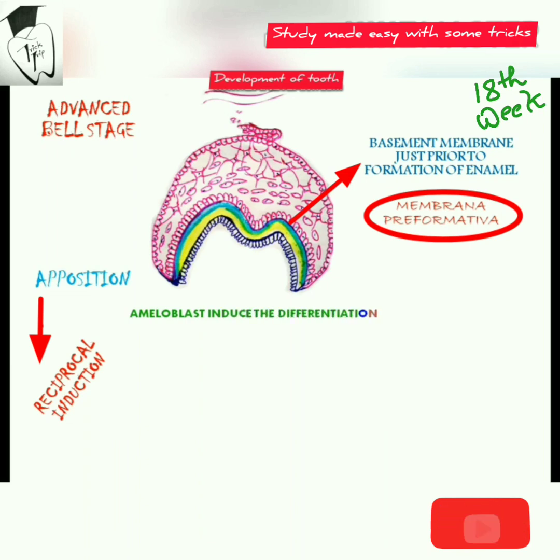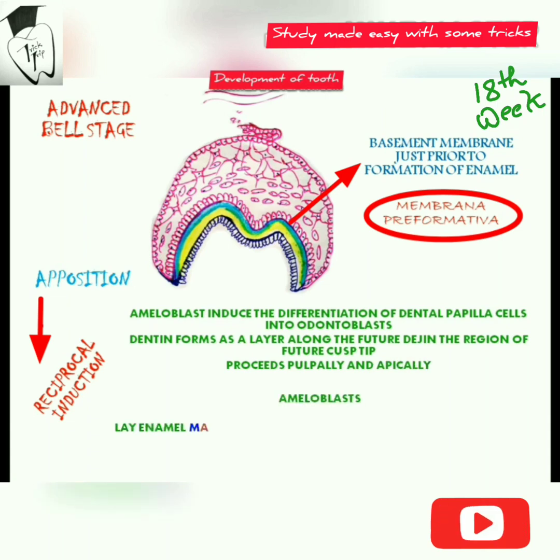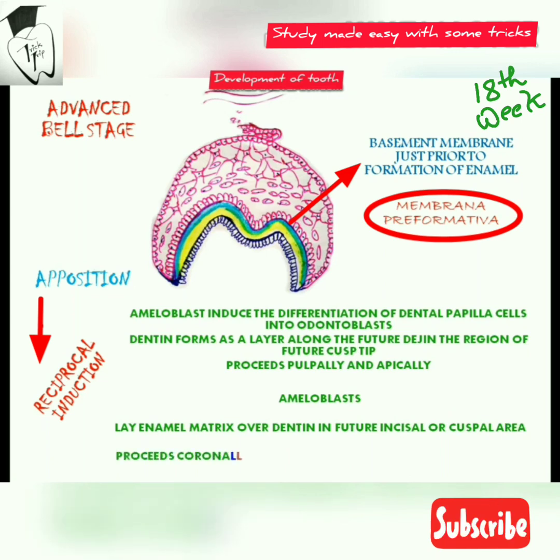Now in advanced bell stage, there is a process called apposition, where the enamel and dentine layers are laid down by the mechanism called reciprocal induction. So what is this? The ameloblasts induce the differentiation of dental papilla cells into odontoblasts. Now the odontoblasts will form the dentine as a layer along the future dentino-enamel junction in the region of the future cusp tip, and this proceeds pulpally and apically. Then they give a signal to the ameloblasts to lay enamel matrix over the dentine in the future incisal or cuspal area. This process will proceed coronally and cervically from the DEJ to the surface area.